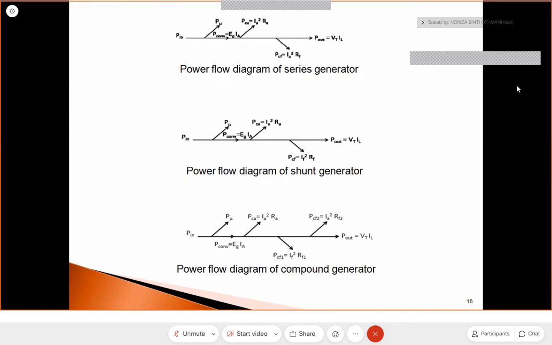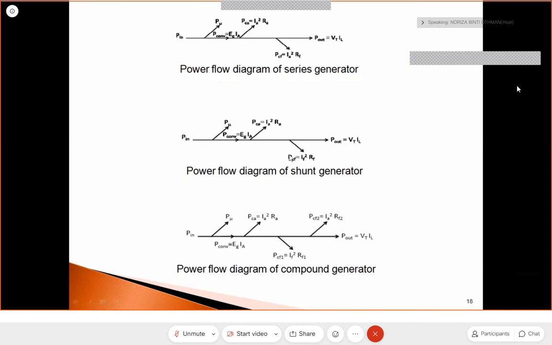Nampak. So, P in maksudnya direction dia akan pergi ke depan lah. Itu P in. So P in equal to P mu plus P converted, and then P converted adalah PCA plus PCF plus P out. Itu maksudnya power flow. Maksudnya daripada flow tu, you boleh determine the power dan the losses untuk setiap elemen dalam you punya sistem.